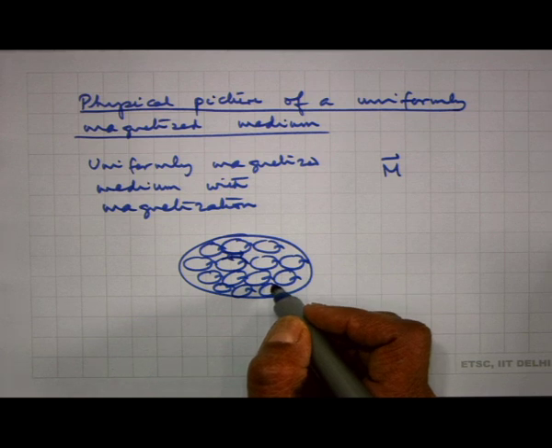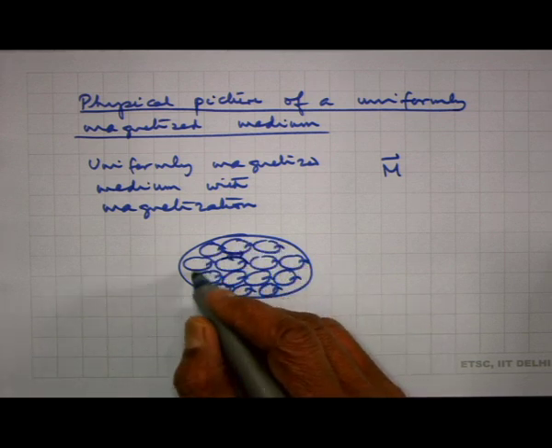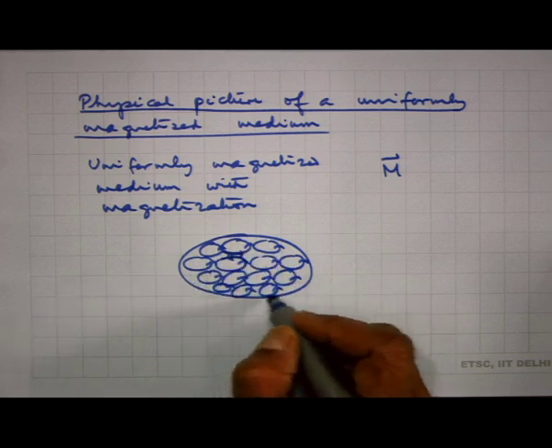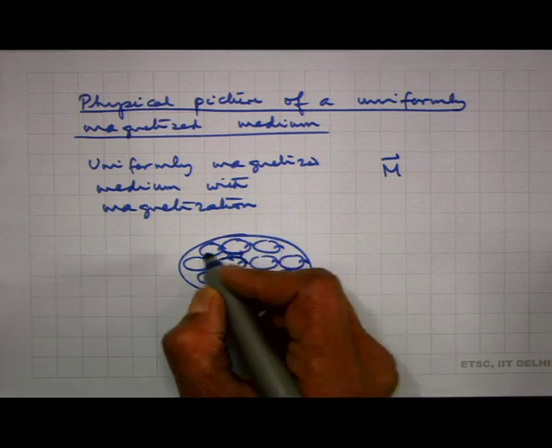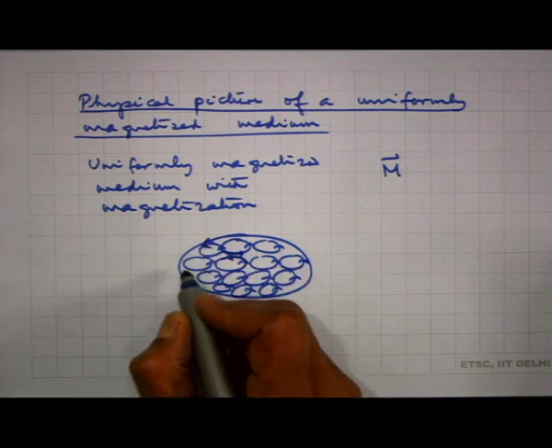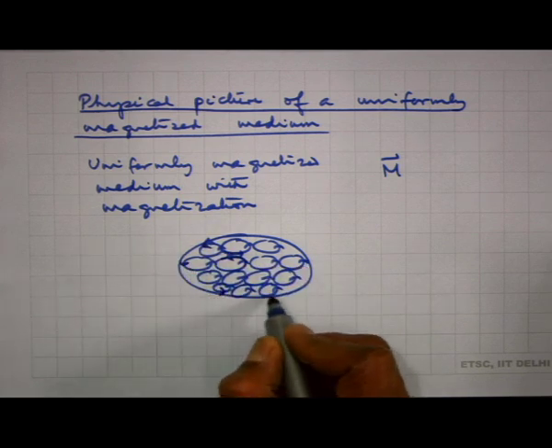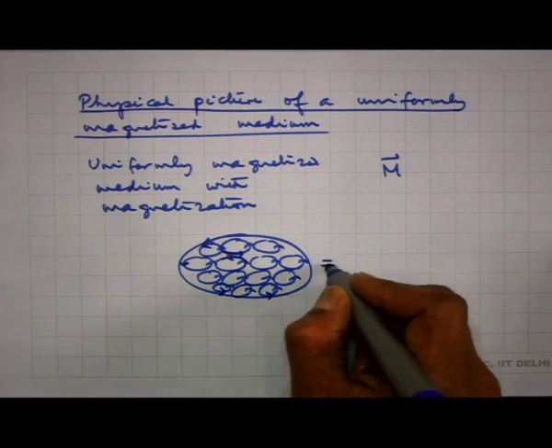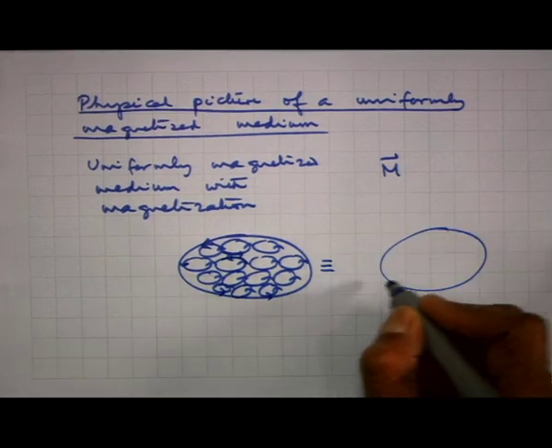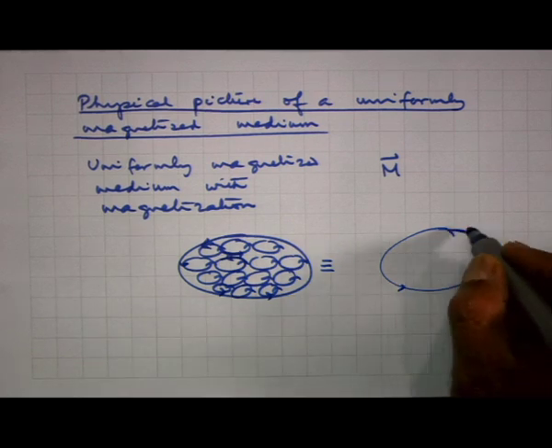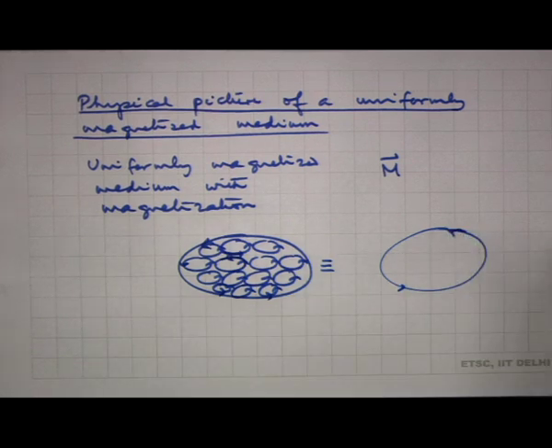So, in a uniformly magnetized medium, there seems to be no effective current within the medium, but look at the surface. At the surface there is a current flowing like this, there is a current flowing like this here, there is a current flowing like this here. So, this becomes equivalent to a current flowing on the surface like this.